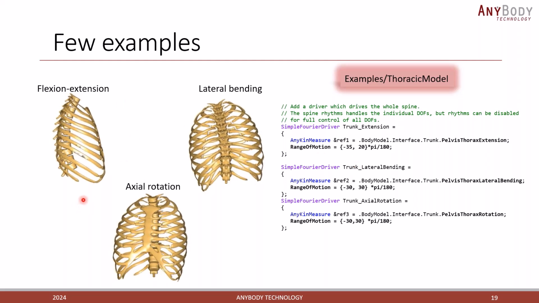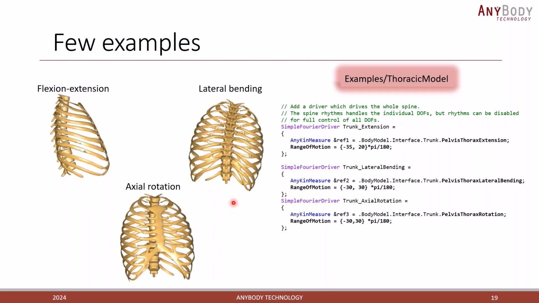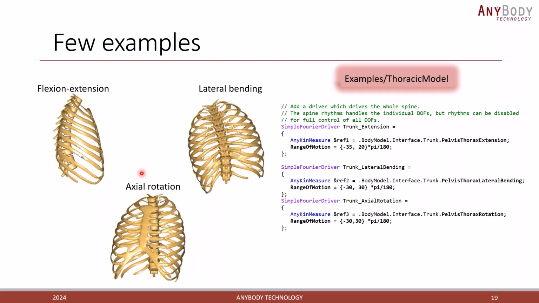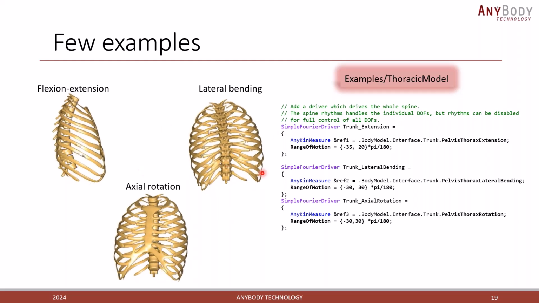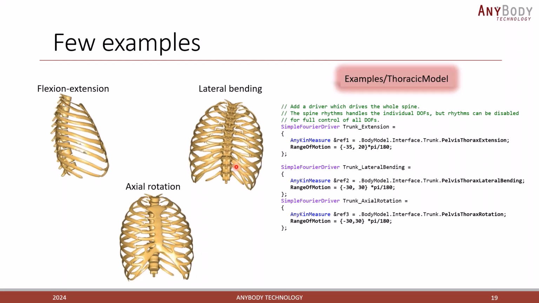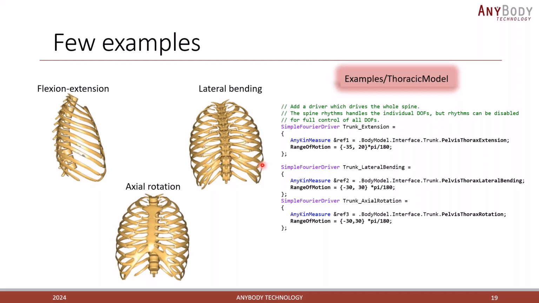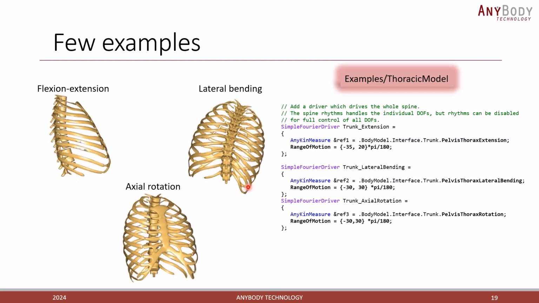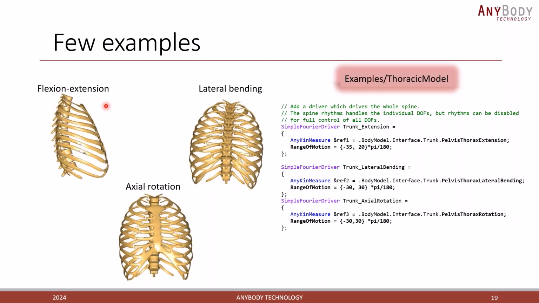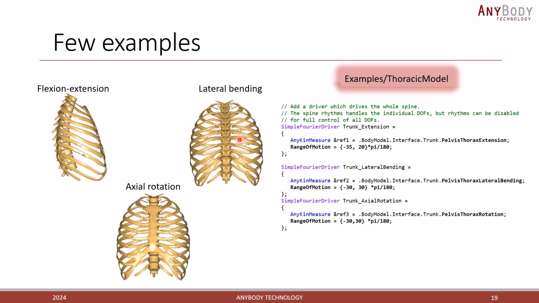You can have different simulations. For example, I showed some thoracic pictures here. You can see that when it goes to the left side in the lateral bending, it squeezes here, and then again to the right part. So the kinematics of the ribcage, you can see how it changed.